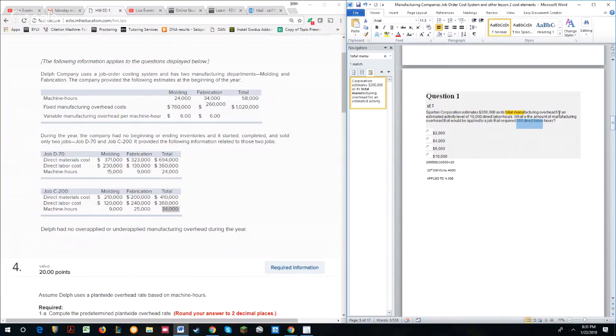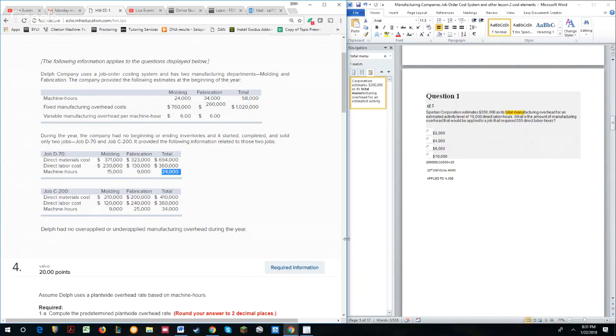So what's the total manufacturing overhead then? So that's the fixed plus the variable. So we got the fixed here, right? That's always going to be 1.02 million plus this 12 variable times 12 times the actual machine hours for each job. So 24,000? Yeah. Okay.